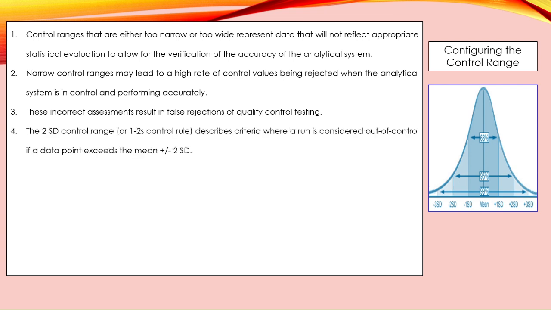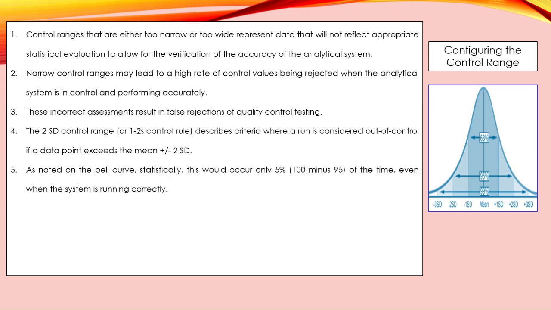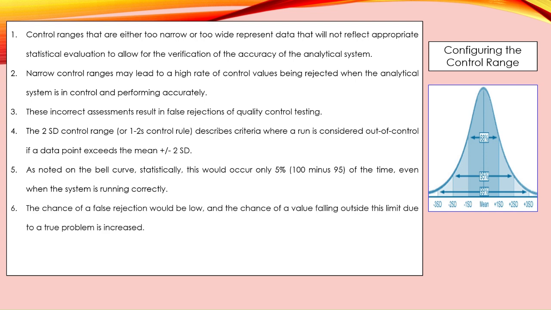4. For the 2SD control range, or 1-2S control rule, describes criteria where a run is considered out of control if a data point exceeds the mean plus or minus 2 SD. 5. As noted on the bell curve, statistically, this would occur only 5%, 100-95, of the time, even when the system is running correctly. 6. The chance of a false rejection would be low, and the chance of a value falling outside this limit due to a true problem is increased.